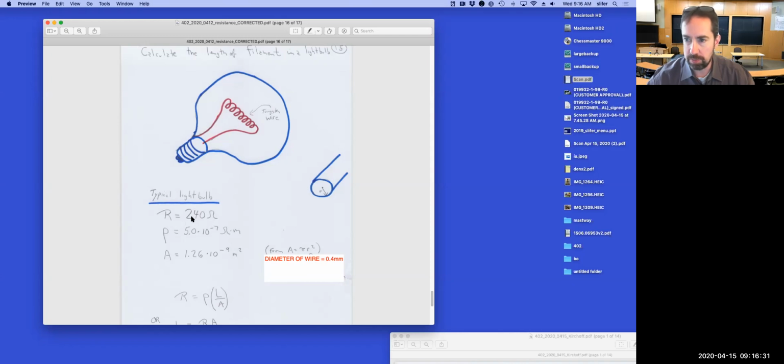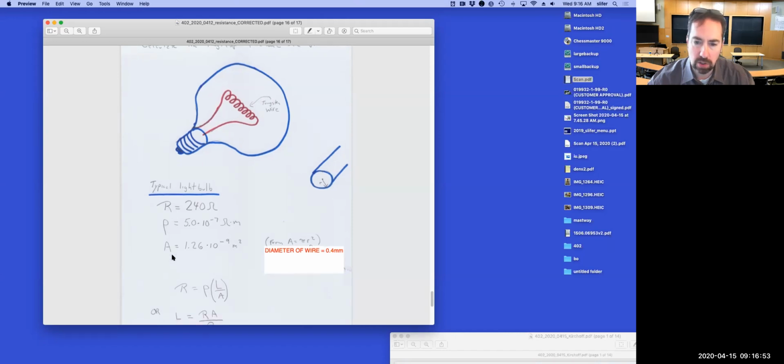So typical values for a light bulb, if I go into the store, I'm going to have a resistance of something like 240 ohms. Resistivity for tungsten when it's hot is this value. You can look it up in the table in your book, or you can look it up online. It's about 5 × 10⁻⁷ ohm meters. Don't forget those meters in the ohm meters for resistivity.